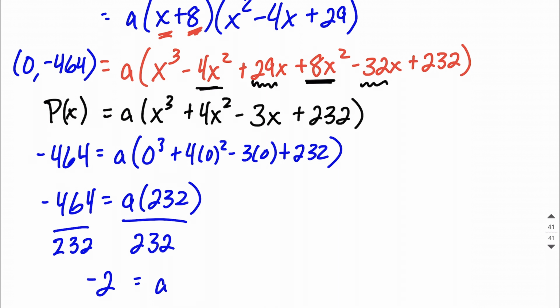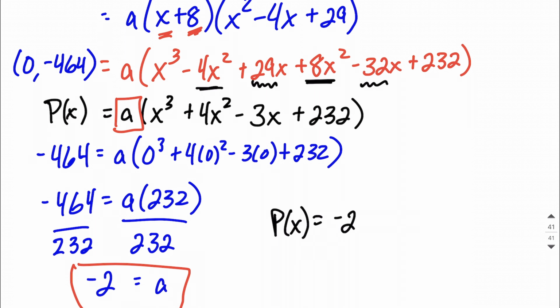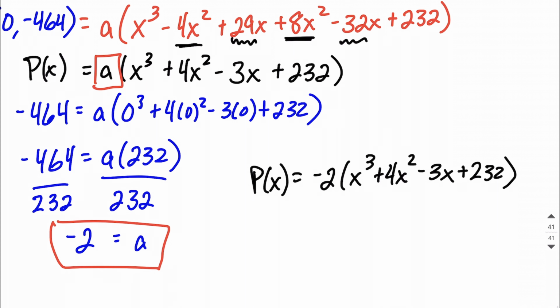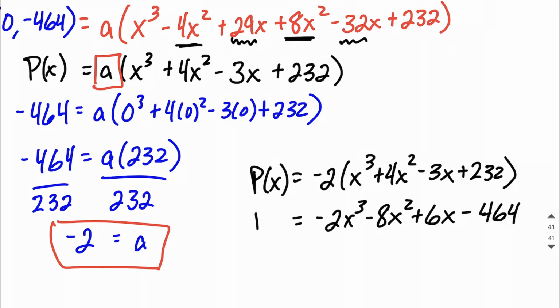All right, what I'm going to do with this value for a is put it back in up here where we had almost had it complete. So the final answer here is going to be p of x is going to be negative 2 gets plugged in for the a. Then our x cubed plus 4x squared minus 3x plus 232 comes along. Last step here is we're going to distribute that negative 2 and say our final answer is negative 2x cubed minus 8x squared plus 6x minus 464.